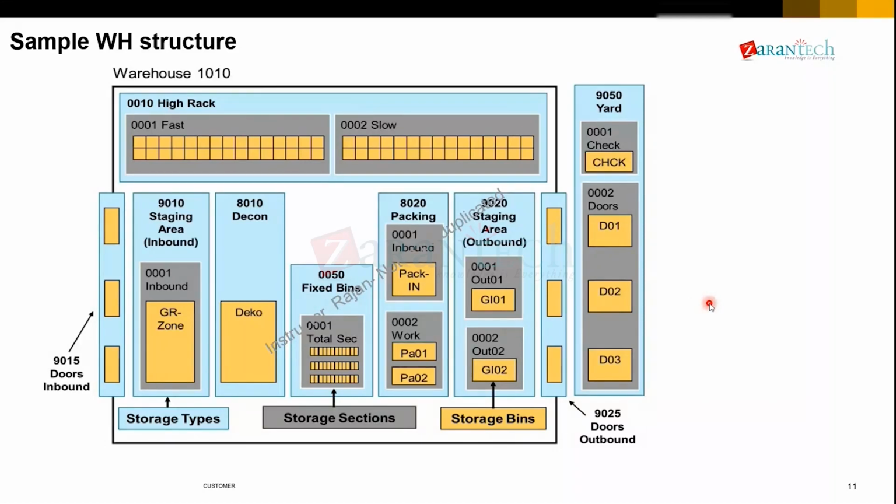Okay, thanks. So at the end of the day, we have only three elements, right? Storage type, the light blue color; the gray color section; and then the yellow one, the bins. Storage type, sections, and bins. Storage type is nothing but a grouping of bins. Section is also a grouping of bins. These two are just groupings of bins, but for different reasons.